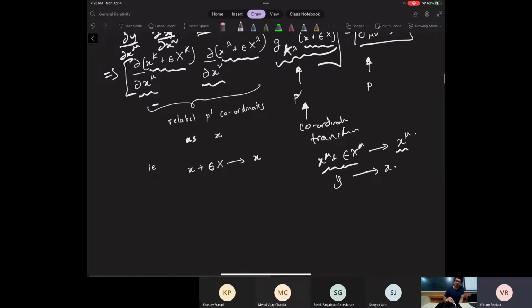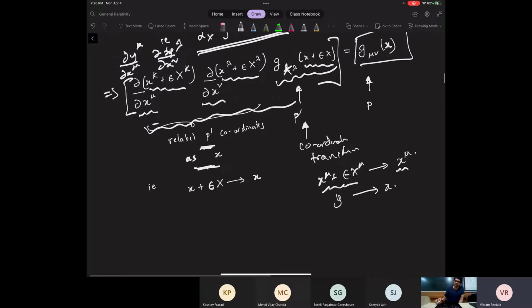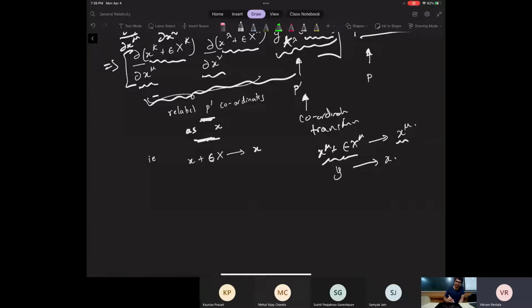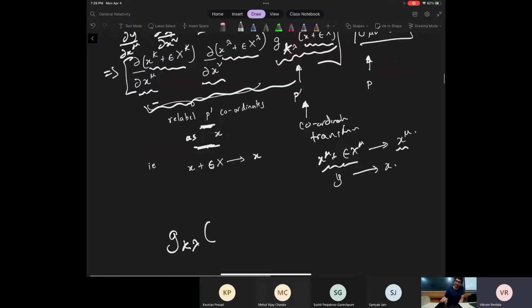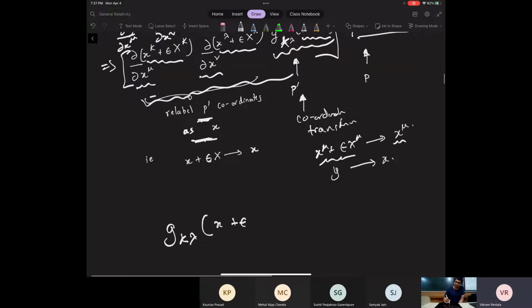These are the new components of the tensor after we relabel p prime's coordinates as x. So what is the tensor? Originally, before I relabel coordinates, it's g kappa lambda at x plus epsilon X. This is the tensor g at p prime, times dx kappa dx lambda.